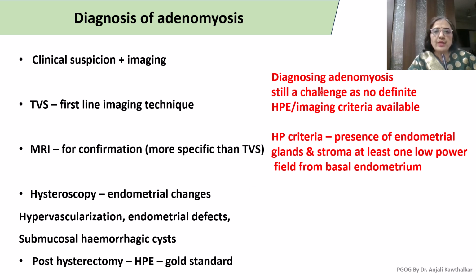Now, diagnosing adenomyosis is still a challenge, as there are no definite histopathological or imaging criteria available. Currently, the histopathological criterion used by most pathologists is the presence of endometrial glands and stroma at least one low power field from the basal endometrium. So what we have seen is the endometrial myometrial interface. Beyond this endometrial myometrial junction, if there is a presence of endometrial glands and stroma at least one low power field beyond, then it is diagnosed as a case of adenomyosis.